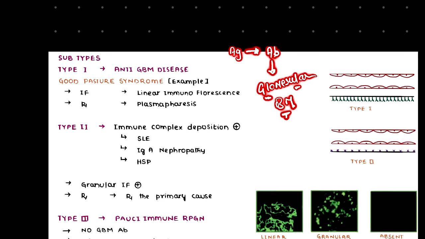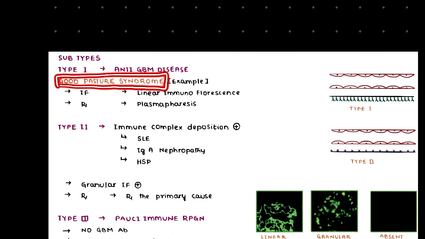Obviously there will be a similar condition of inflammation in glomeruli. So in type 1, there will be the formation of antibody against glomerular basement membrane. So it is called anti-glomerular basement membrane disease. One good example of this type 1, anti-glomerular basement membrane disease, is Goodpasture syndrome. About this we'll be learning in another lecture in detail. So it is one example of our anti-GBM disease.